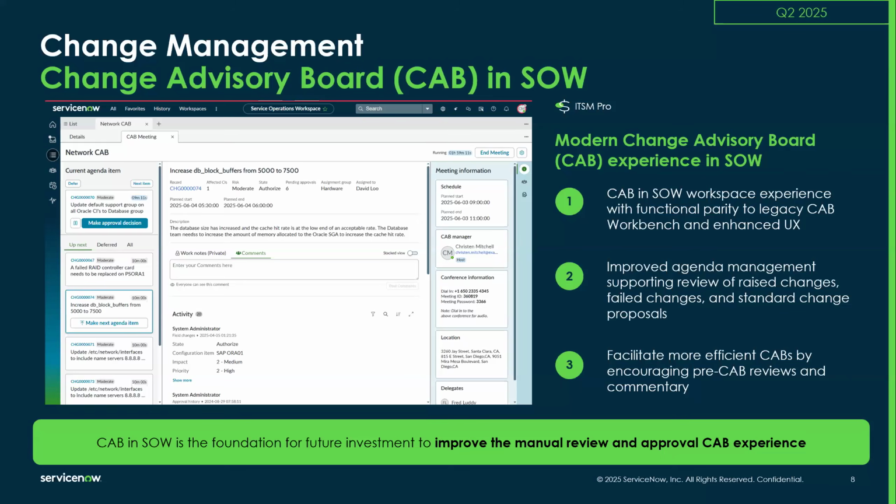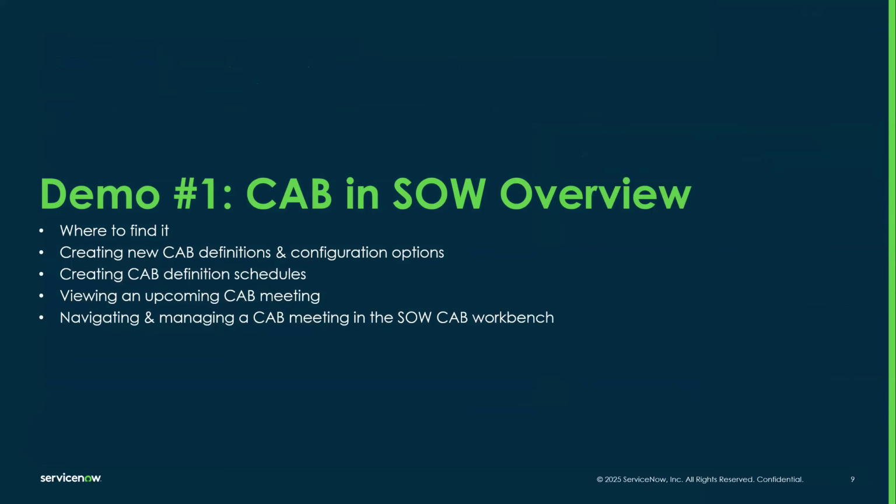All right. So, demo time. This first demo is just going to be of what CAB and SOW looks like, where to find it, what creating CAB definitions and what the configuration options are, creating schedules for those CAB definitions, viewing upcoming CAB meetings, and then navigating and managing an active CAB meeting in the new SOW CAB workbench. So let me flip over to this.